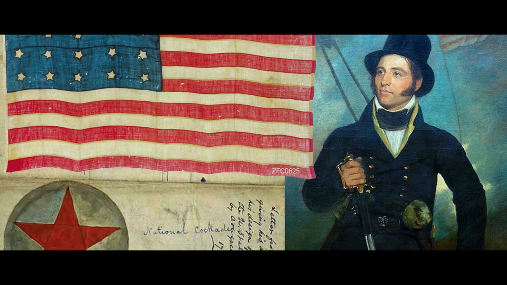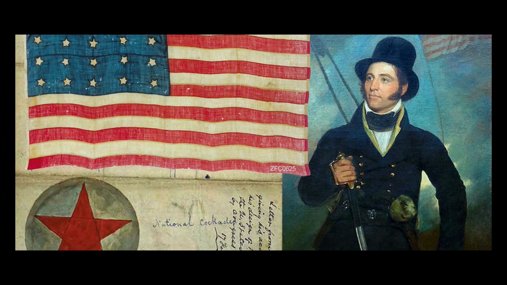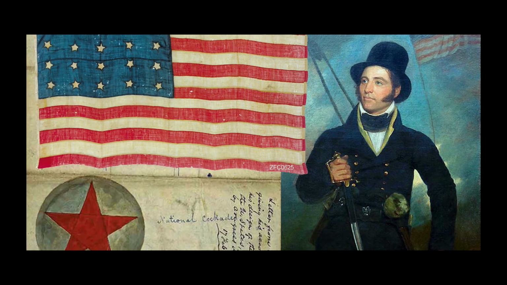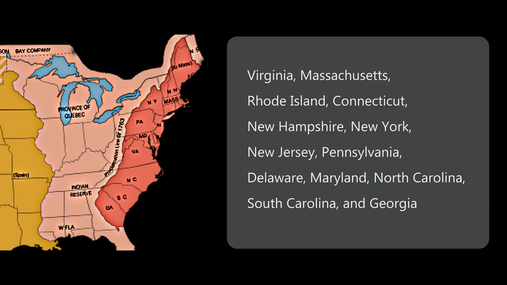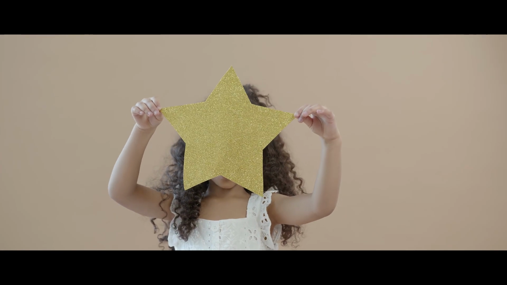It said that the design was to return to the original configuration, the 13 alternating red and white stripes, representing 13 primitive colonies: Virginia, Massachusetts, Rhode Island, Connecticut, New Hampshire, New York, New Jersey, Pennsylvania, Delaware, Maryland, North Carolina, South Carolina, and Georgia. The government will only add a star to each new state.